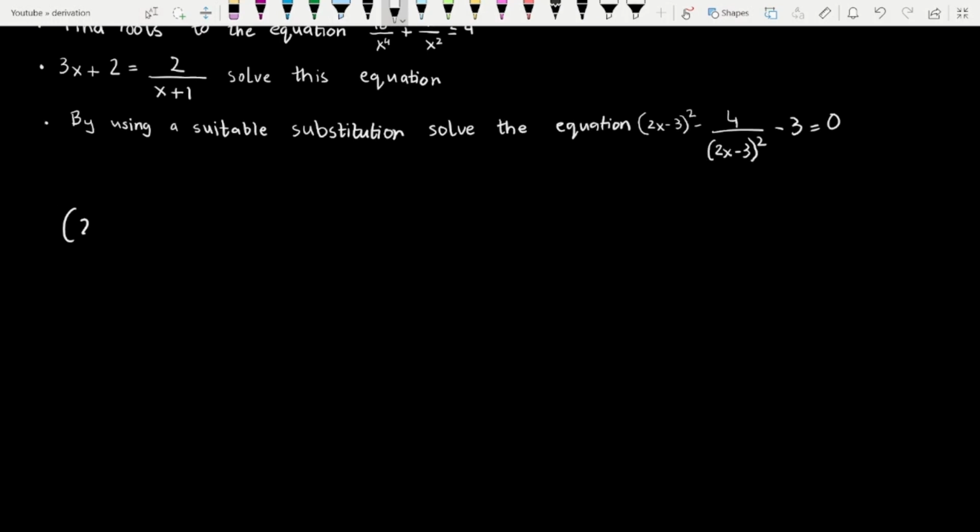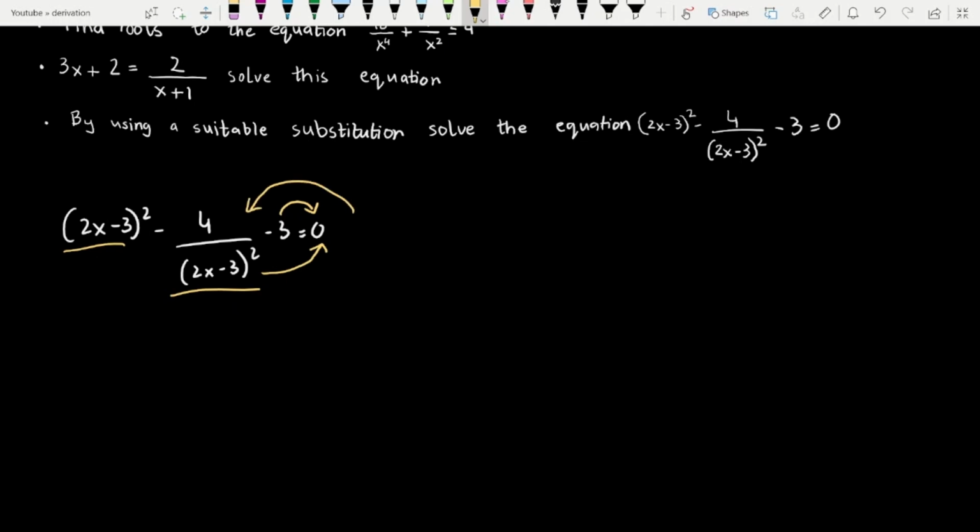So this right over here is going to be (2x minus 3) squared minus 4 over (2x minus 3) squared minus 3 is equal to 0. And what I can do is send this negative 3 to that side. Then I can take the LCM between these two terms, and send that LCM over to be multiplied with that 3. Whatever the answer from that is, I can take that answer over to this side of the equation. I'm just going to show you what that looks like.